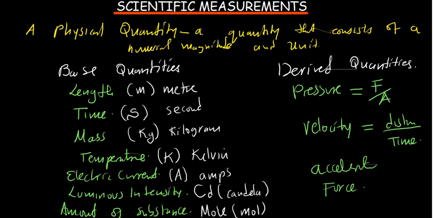As long as you take any of these units and either multiply or divide, the unit that you are going to get is going to become a derived quantity. Okay, is that okay?